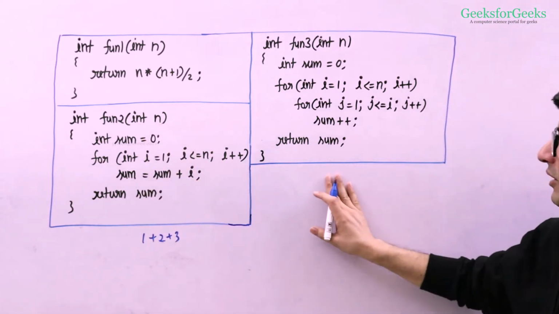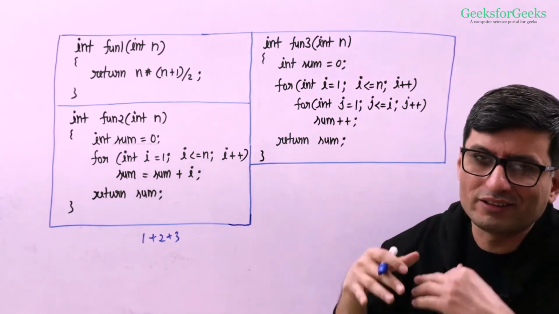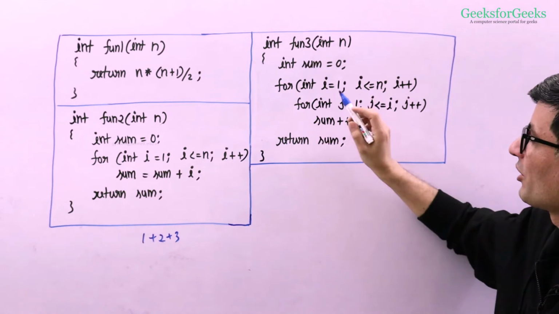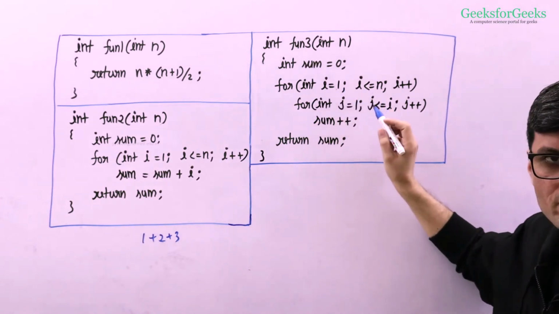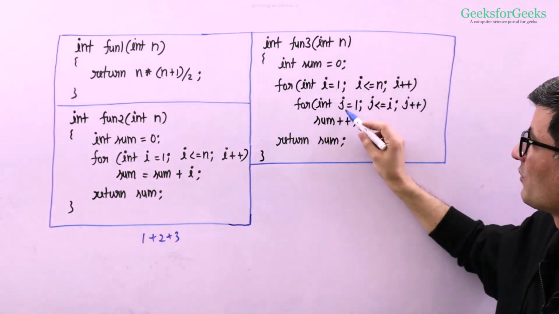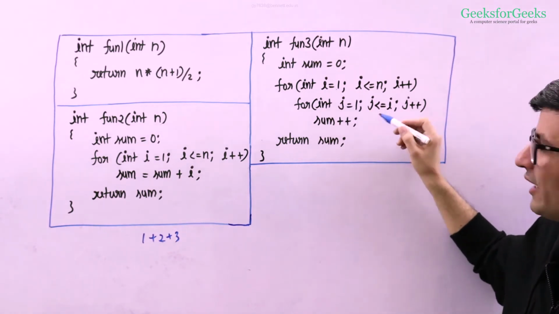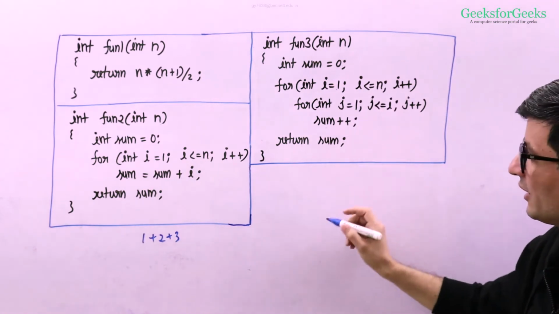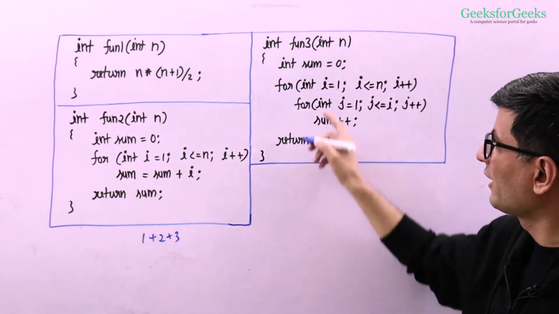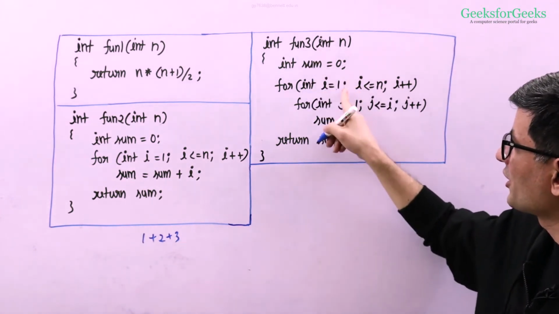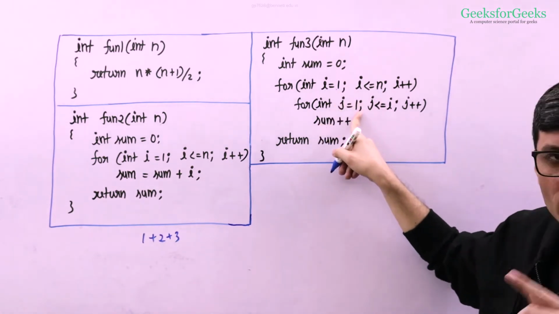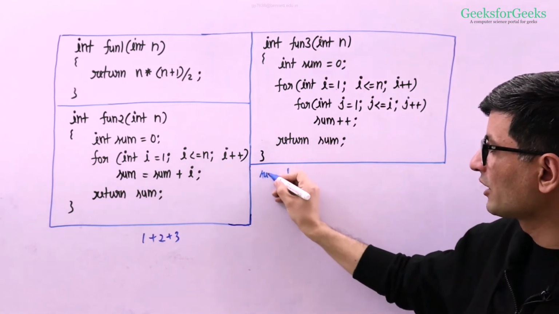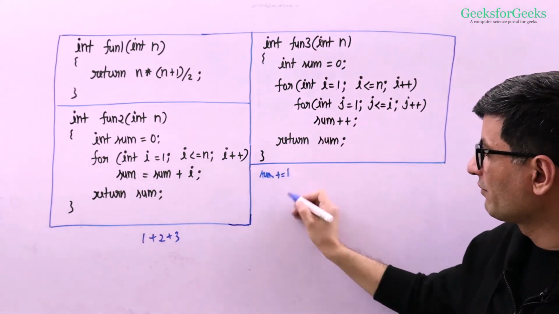The third programmer used nested loops, one loop inside the other. The programmer runs a loop from i equal to 1 to n, and then runs a loop from j equal to 1 to i. And for every iteration of the inner loop, it does sum plus plus. So it is having sum as 0. Then for the first iteration of the outer loop, the inner loop will run once only, so it will add 1 to the sum.